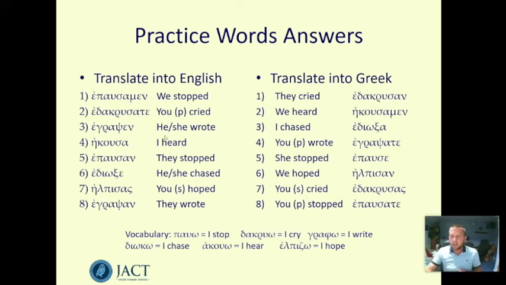A couple of things to flag, so hopefully on this side especially, akouo, so the augment needs to be an eta at the front. Edioxa, so the xi coming in for kappa plus sigma. Egrapsa, the same idea, so pi plus sigma, phi plus sigma turns into psi there. So that is the weak aorist covered.